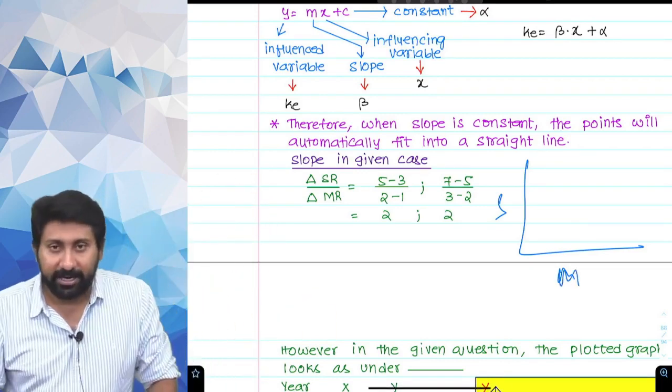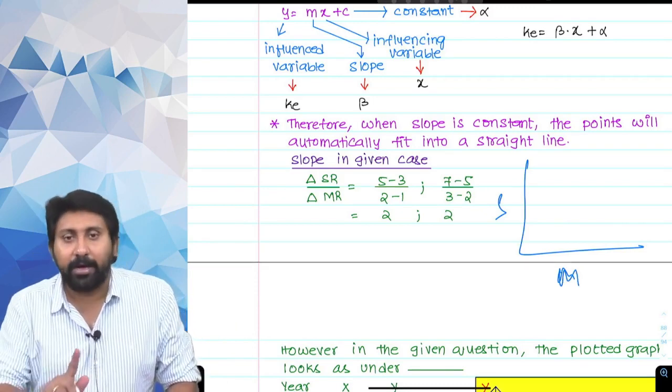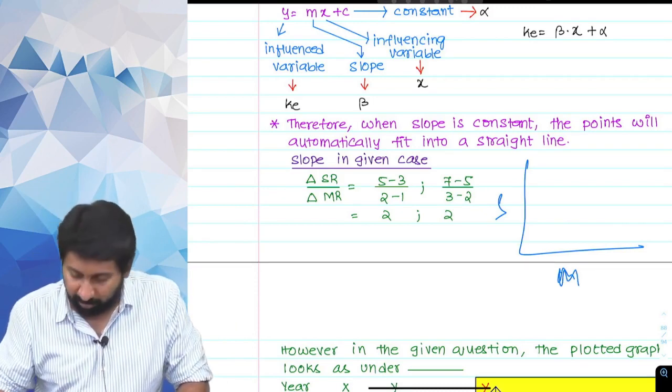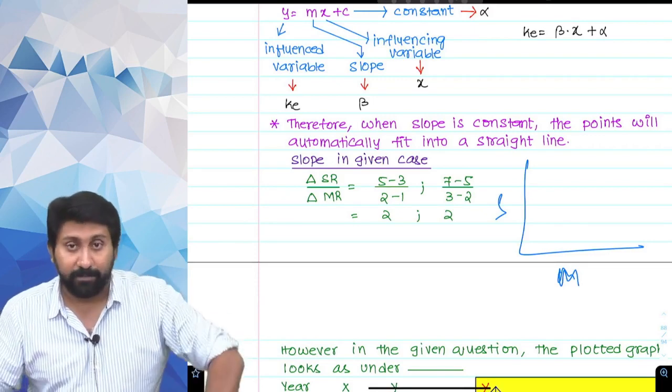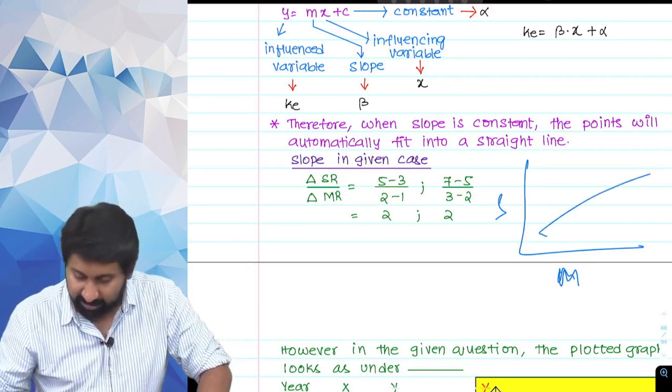So if the market moves forward, the security will also move forward. That means one thing we understood: the line will be like this.